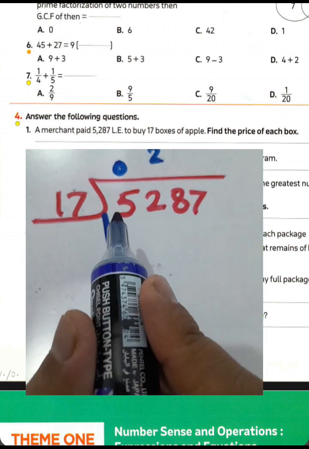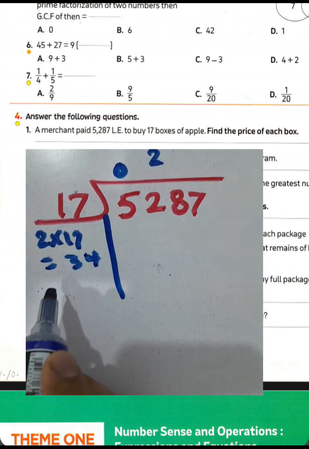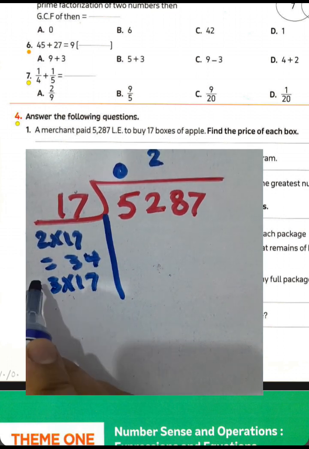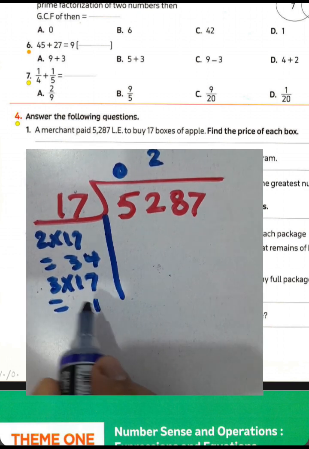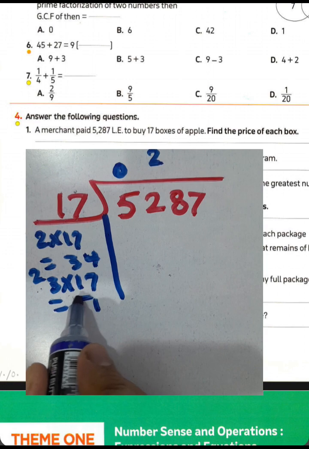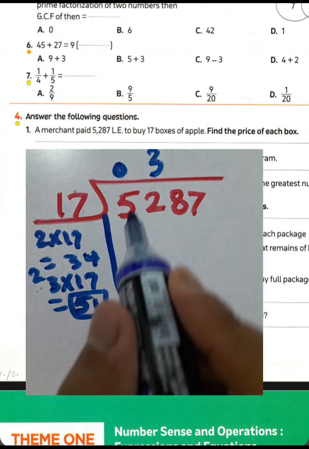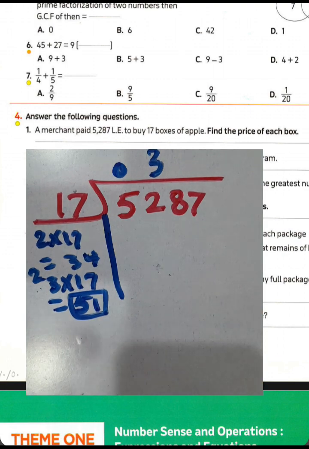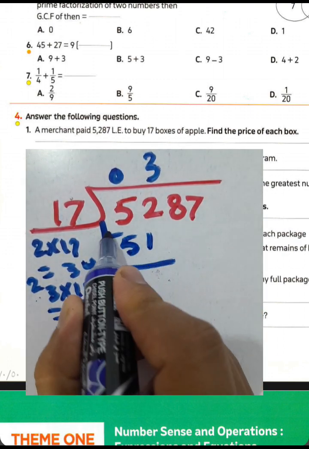Okay, we know 2 times 17 equals 34, but 3 times 17 equals what? 3 times 7 equals 21, right? 1 and carry 2. 1 times 3 equals 3, plus 2 equals 5. The result will be 51, which is closer to 52. So we must write 3 in the quotient. Write 51 down here and then subtract them.